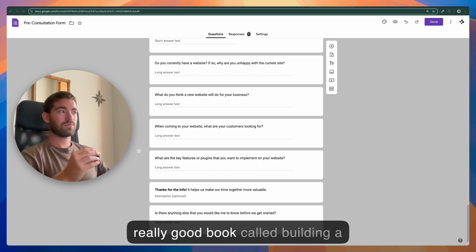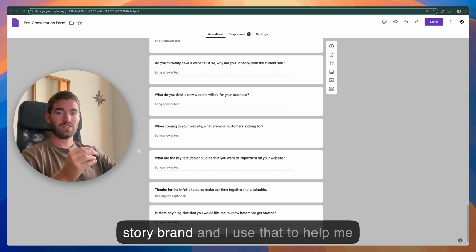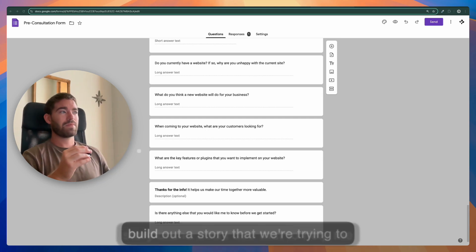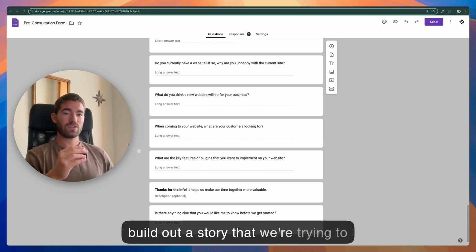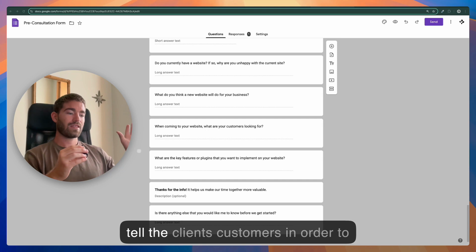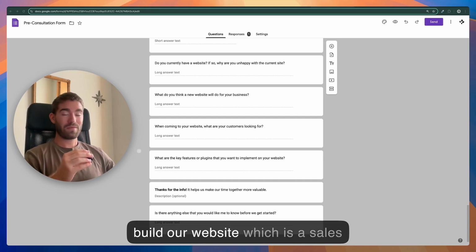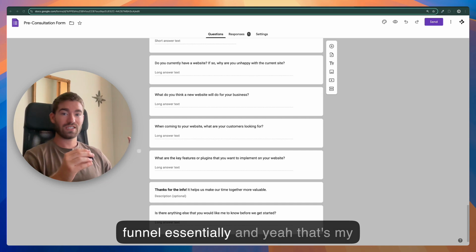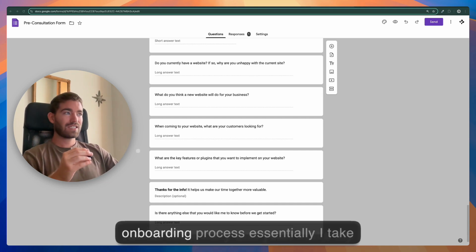I then work from that report to build my messaging story. There's a really good book called Building a Story Brand, and I use that to help me build out a story that we're trying to tell the client's customers in order to build our website, which is a sales funnel essentially. And yeah, that's my onboarding process essentially.